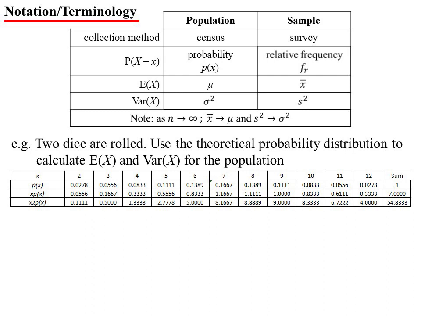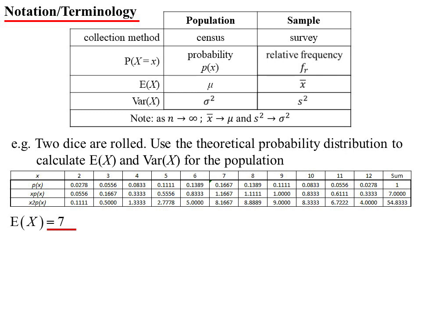So we're going to roll 2 dice. We're going to use the theoretical probability distribution. So the theoretical one for this would be the entire population. What would happen in theory to calculate the expected value and the variance for the population. So here we go. Here's my distribution table. Again, the theoretical probability. The probability of rolling a 2, for instance, would be 1 in 36. There's our decimal for that, and so on. And I've already worked out the xpx and the x squared px to make life easier for ourselves.